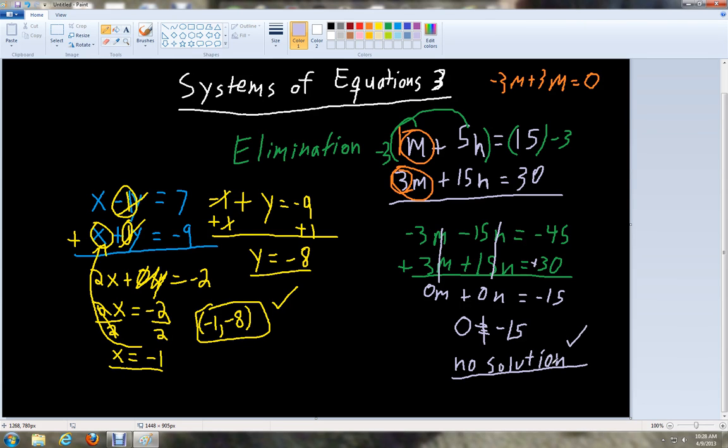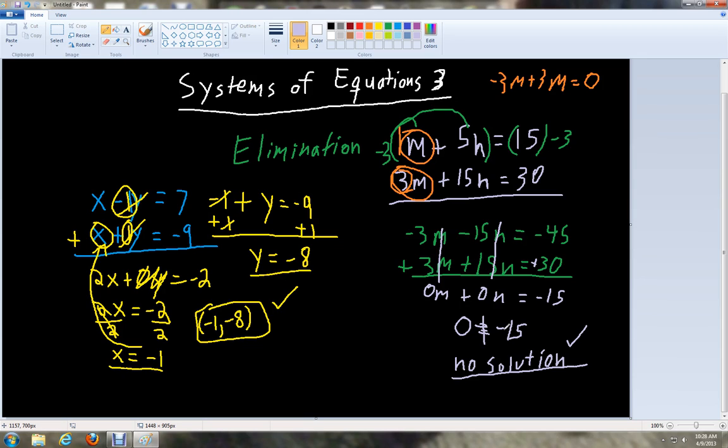Because that doesn't make sense, right? You know, if you have 0 does not equal negative 15, or if you have 1 equals 2, something ridiculous like that, there is no solution to the system of the two equations.